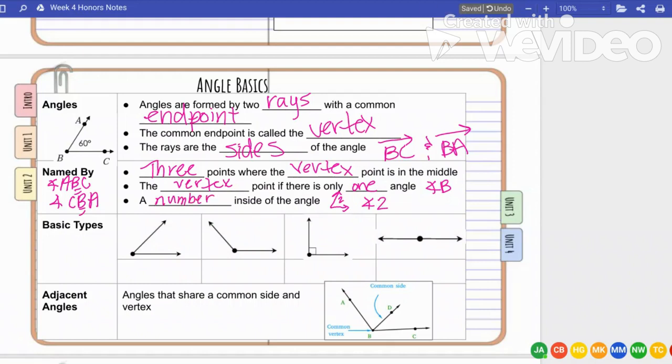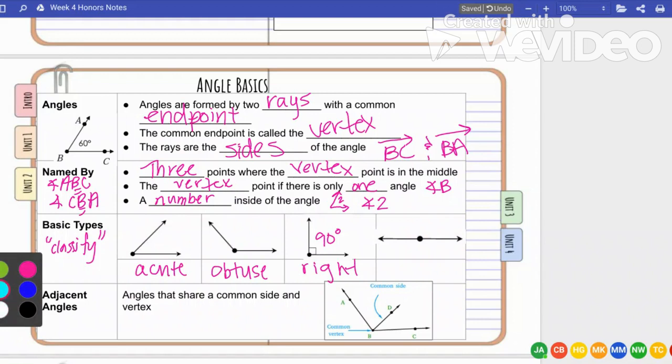Okay, when I talk about basic types, I'm asking you to classify. So this is an acute angle, less than 90 degrees. This is an obtuse angle, greater than 90. This is exactly 90 degrees, so we call that a right angle. And then this one, if you can see, it forms a line. We call this a straight angle.